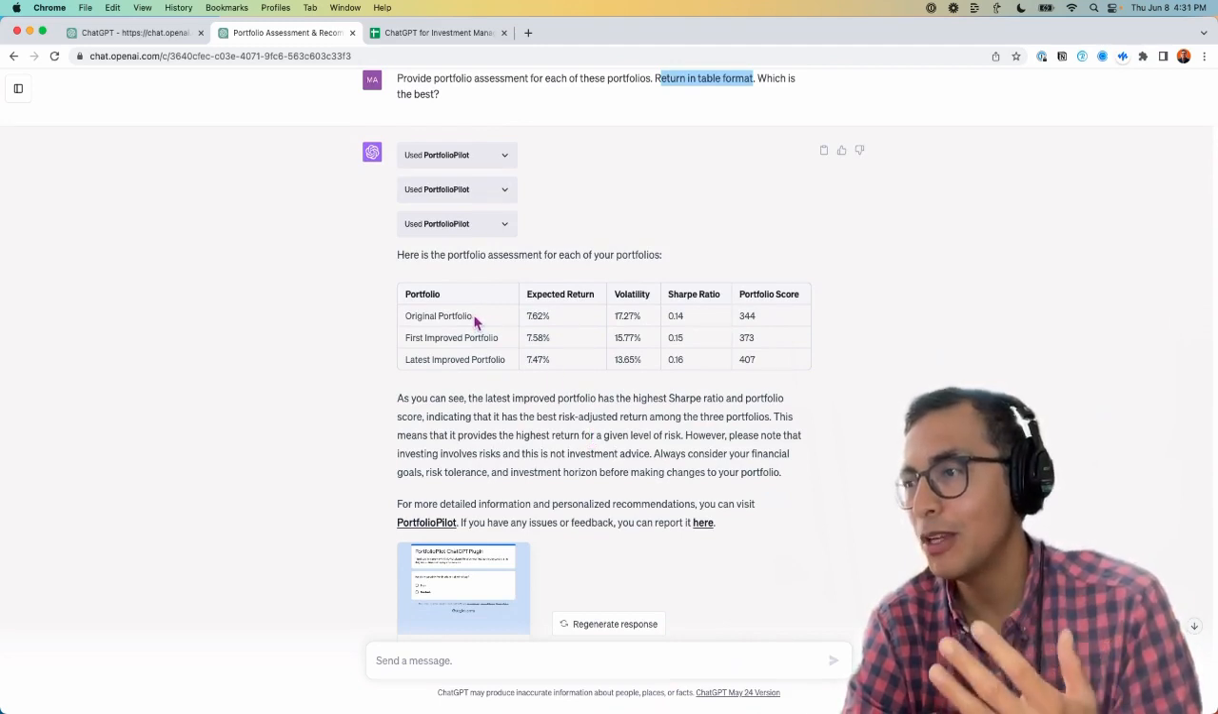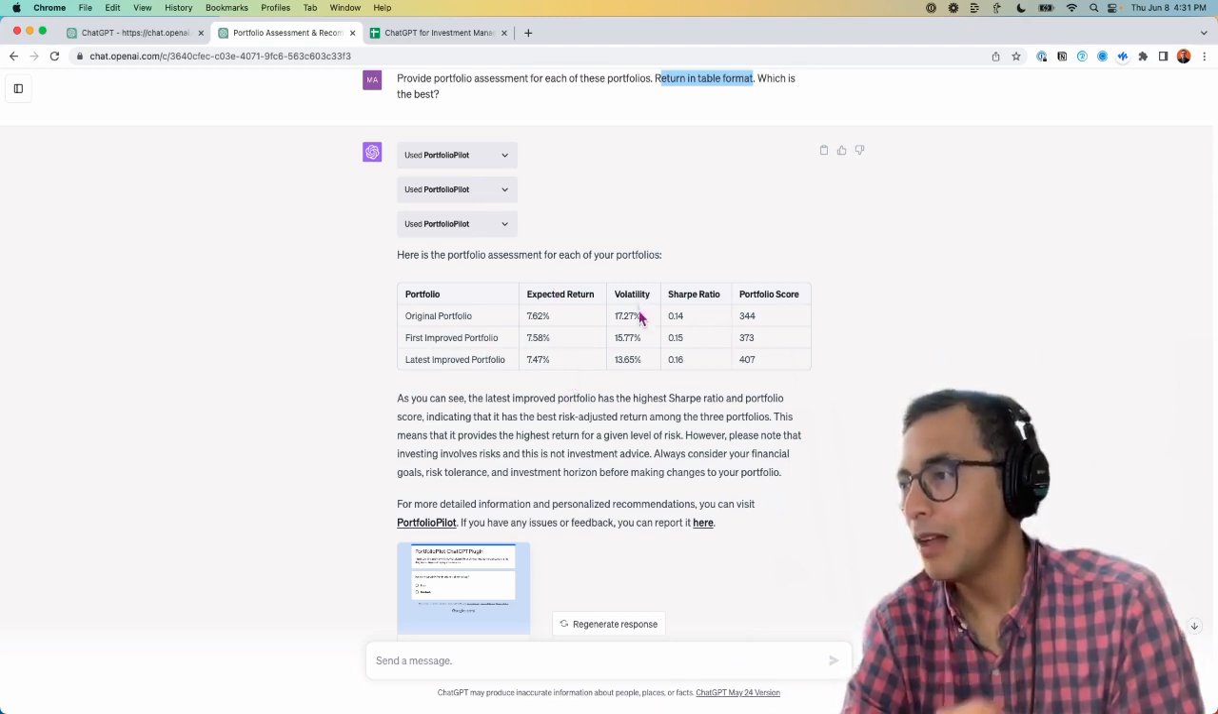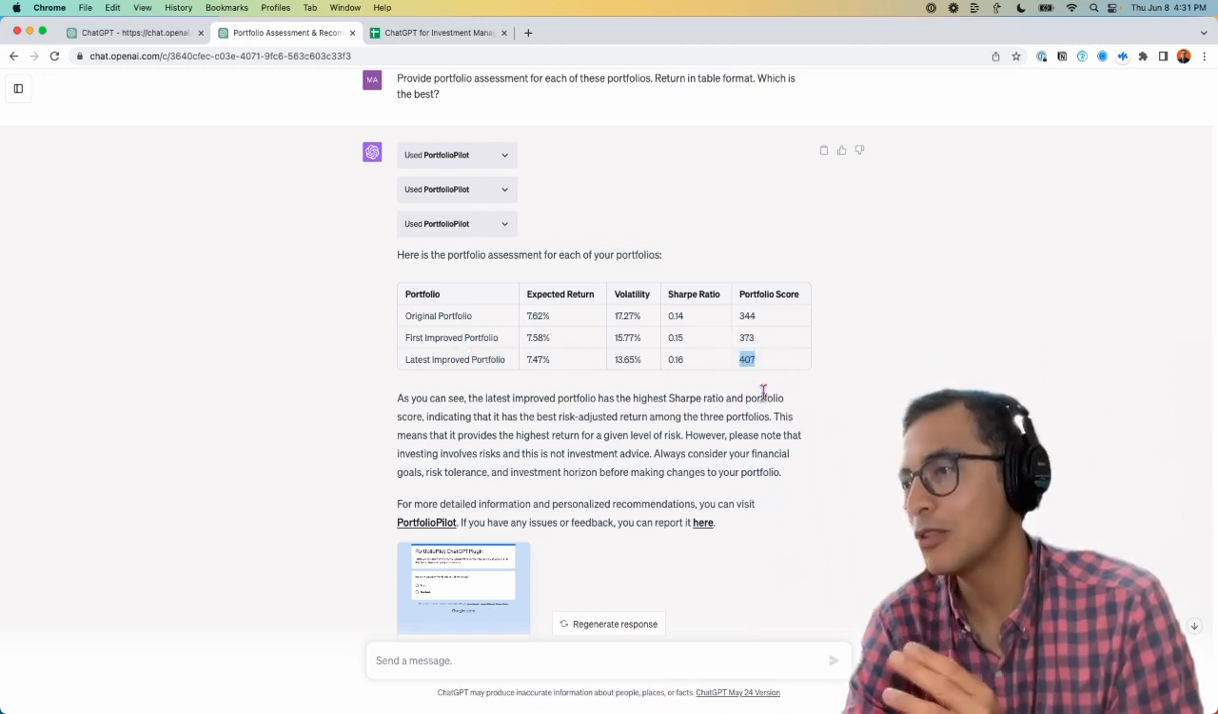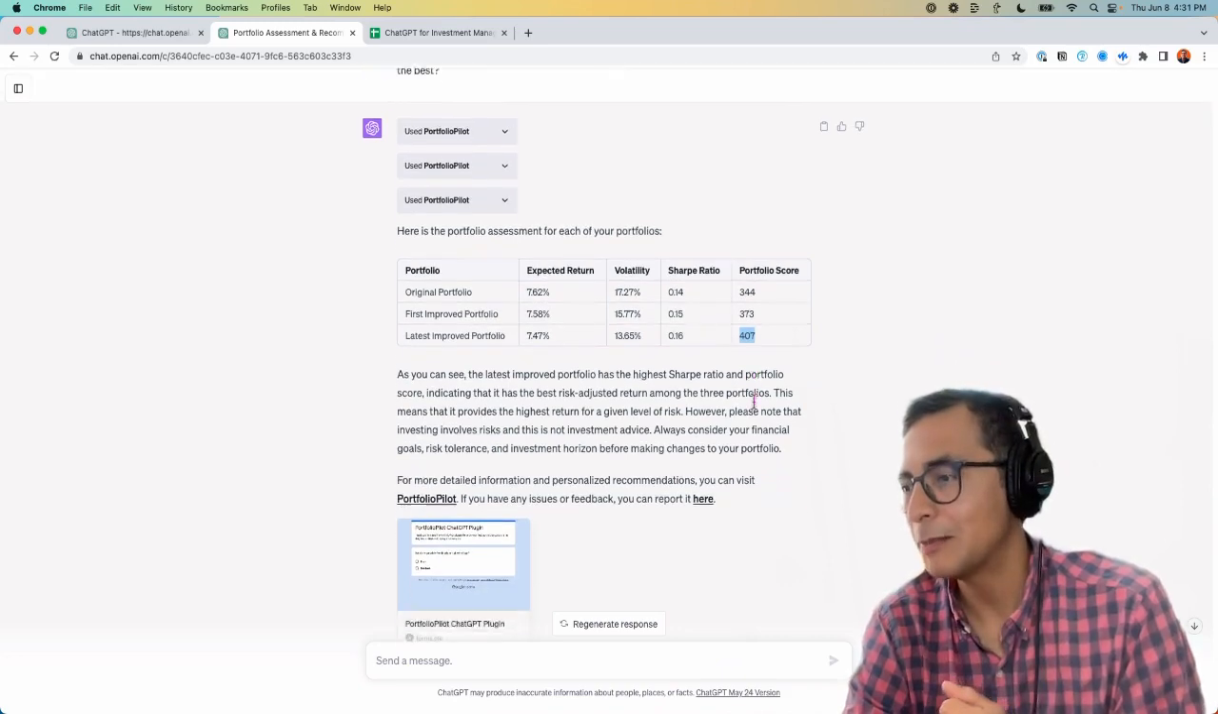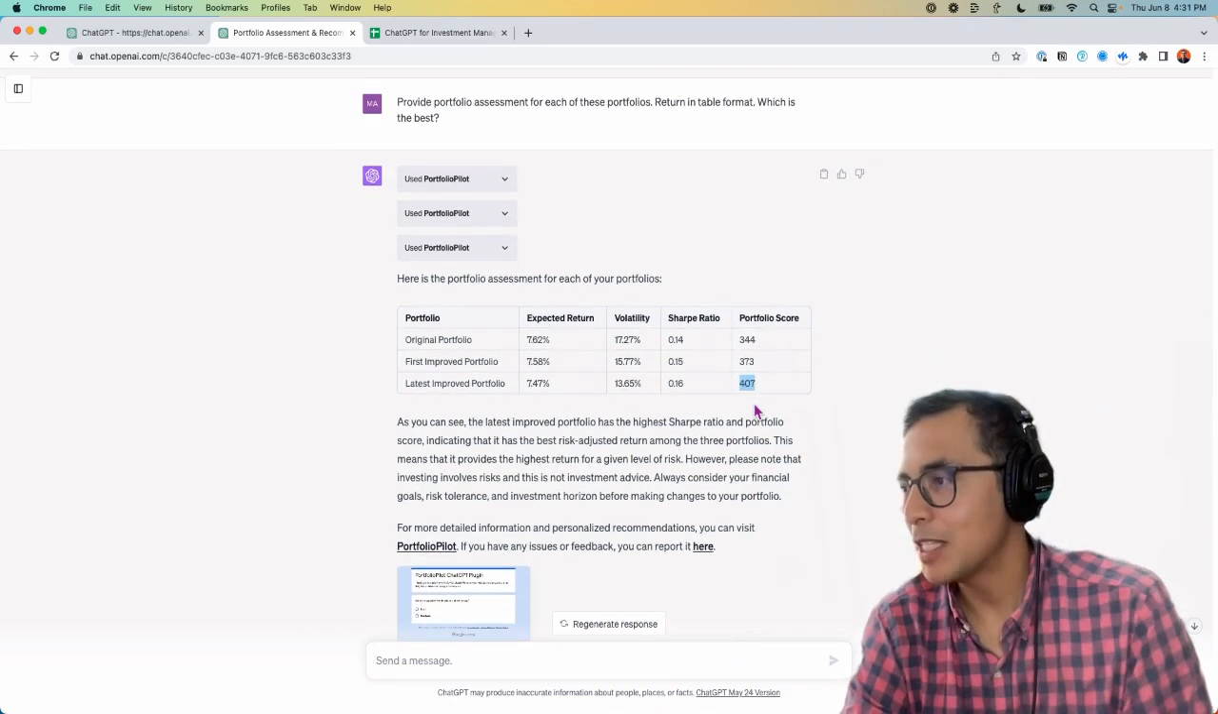Here's my original portfolio, here's the first improved, here's the latest improved, and here's my expected return for each portfolio, a volatility or expected risk, the Sharpe ratio, which is a ratio of these two items, and an overall portfolio score. And it looks like, yes, my most recent portfolio scores the best with 407 based on the PortfolioPilot risk engine. So I think that's pretty neat.